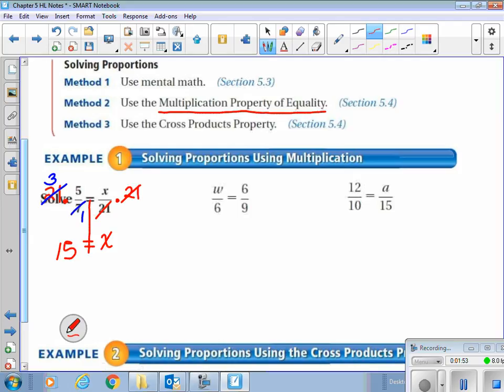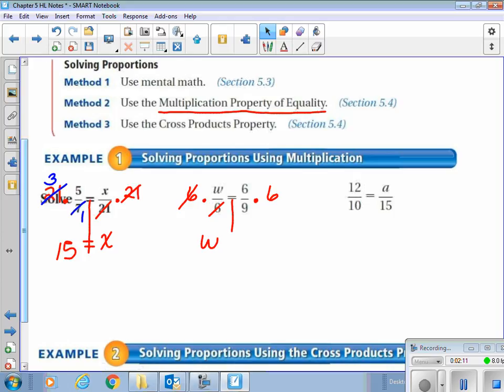In the second one, you've got w divided by 6. How do we undo dividing by 6? By multiplying by 6. These 6's cancel out, leaving me with w by itself. I draw my line. Since I multiplied by 6 on the left-hand side, I must multiply by 6 on the right as well. Keep it equal. That's why it's called the property of equality.